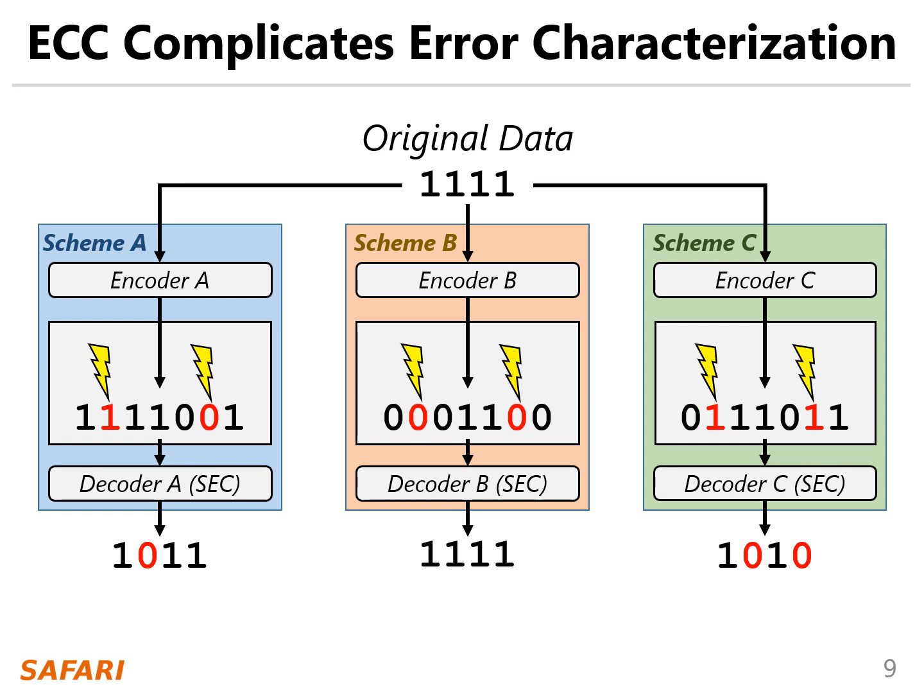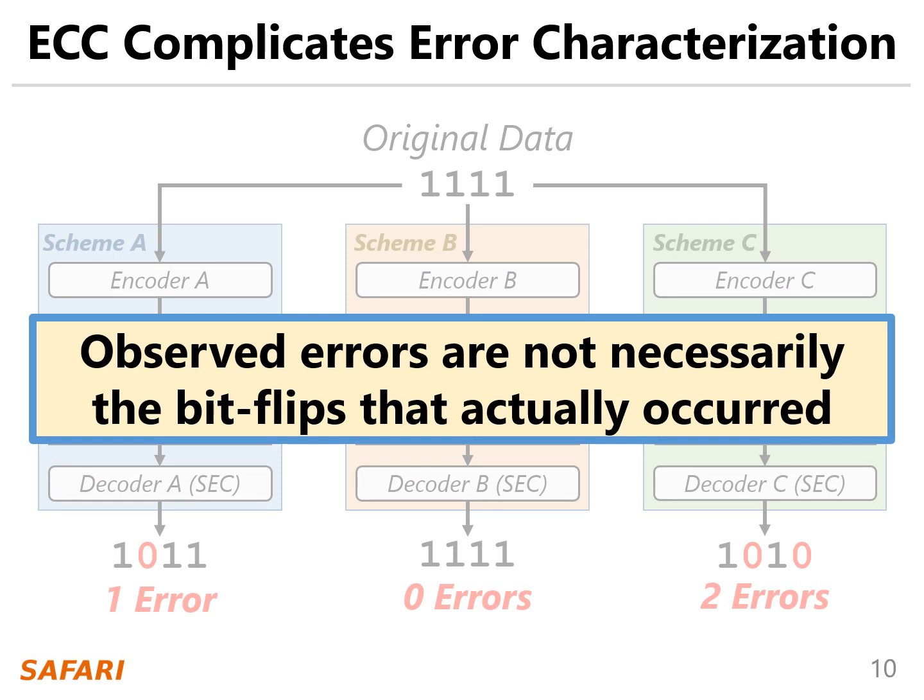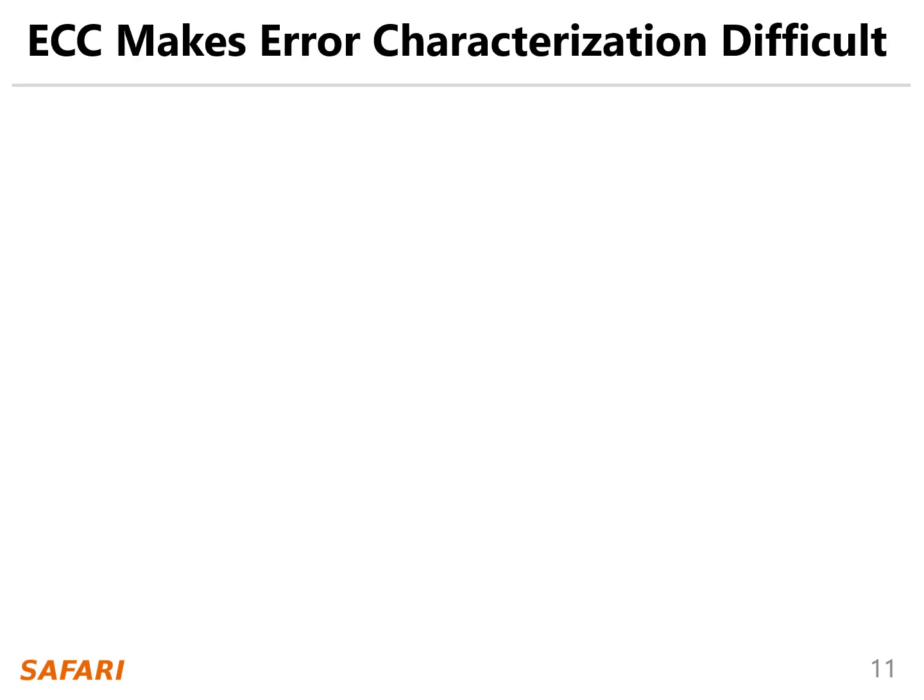And indeed, we see that for ECC scheme A, we observe 1 error. For scheme B, we observe no errors. And for scheme C, we observe 2 errors. The takeaway from this example is that the observed errors are not necessarily the bit flips that actually occurred within the DRAM memory itself. Now let's take a look at how this makes error characterization difficult.